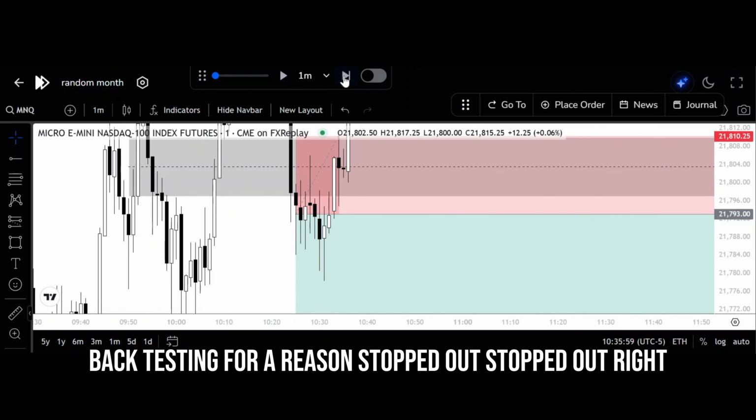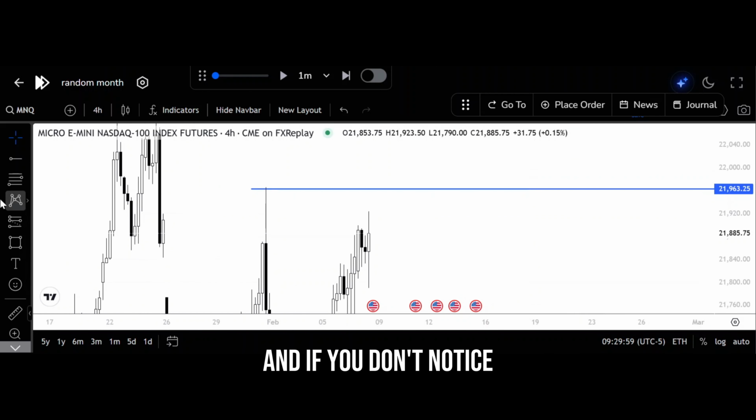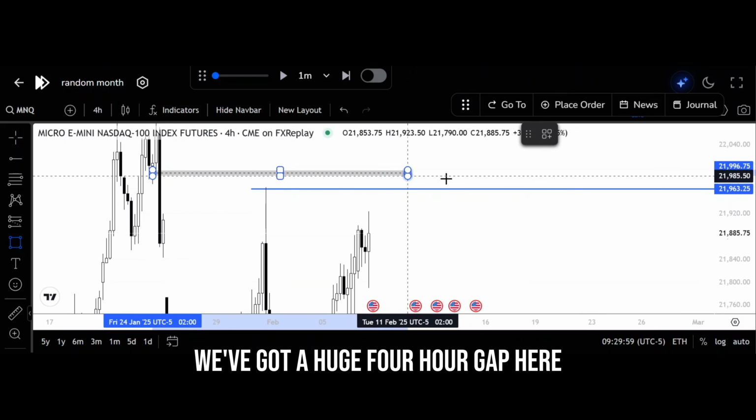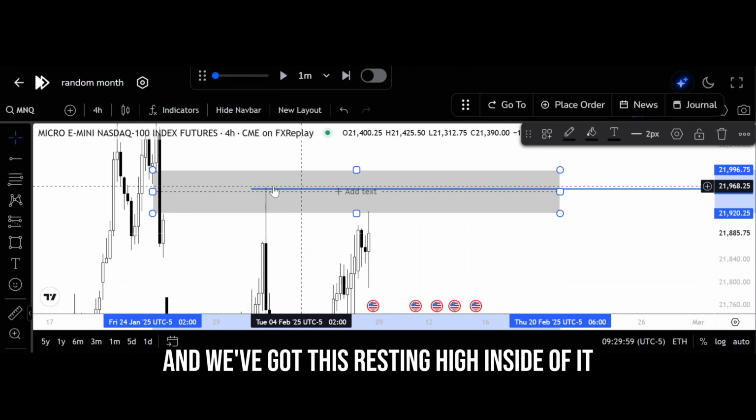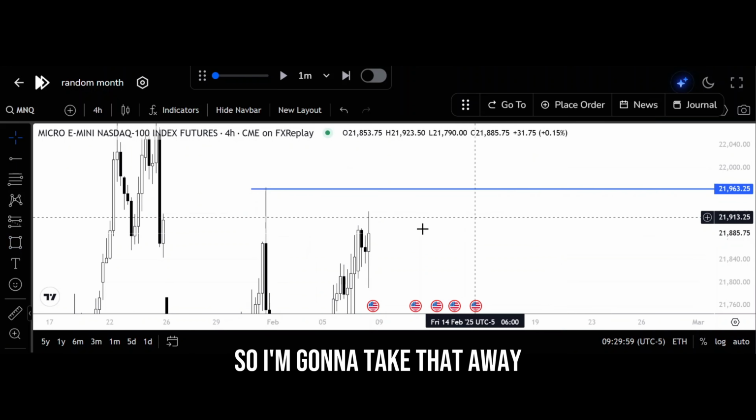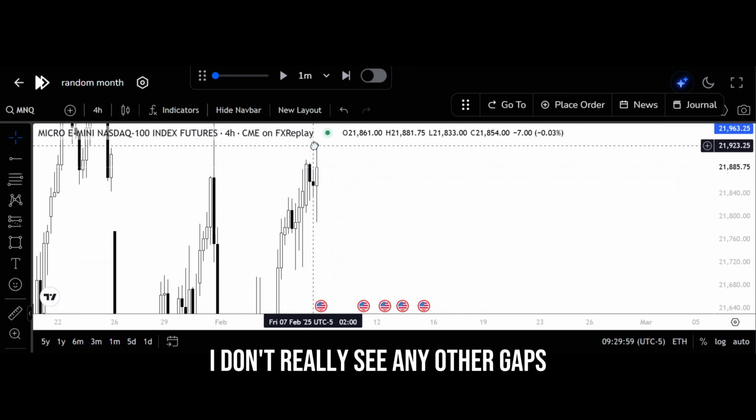Stopped out. Right, we go into the 4-hour chart, and if you don't notice, we've got a huge 4-hour gap here, and we've got this resting high inside of it. So I'm going to take that away. Just bear that in mind. I don't really see any other gaps.